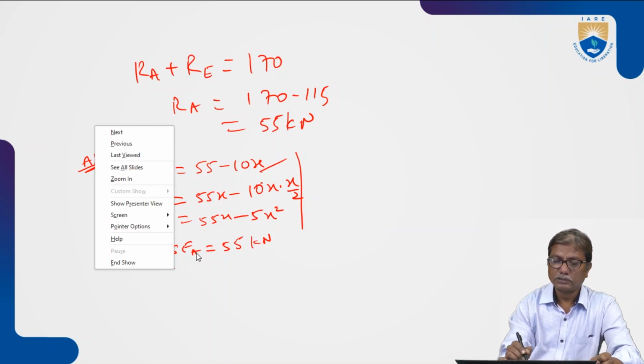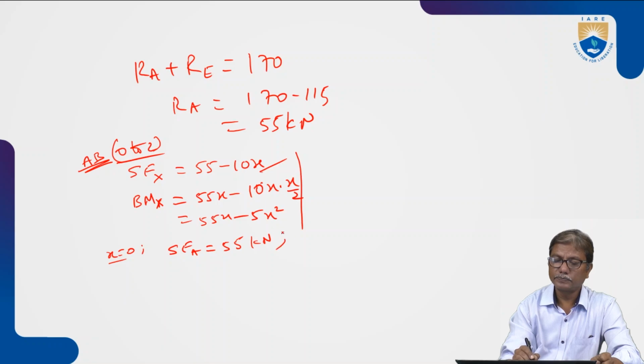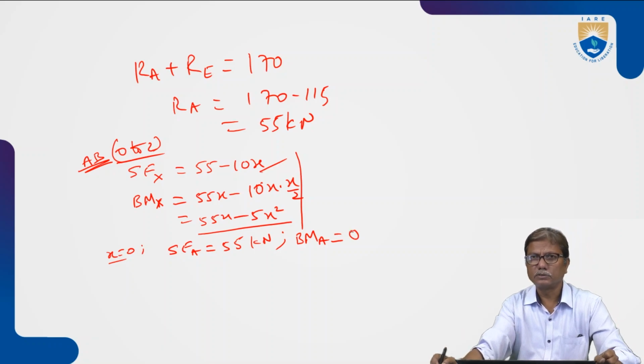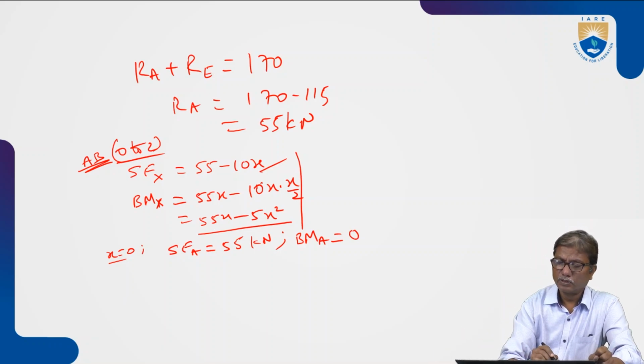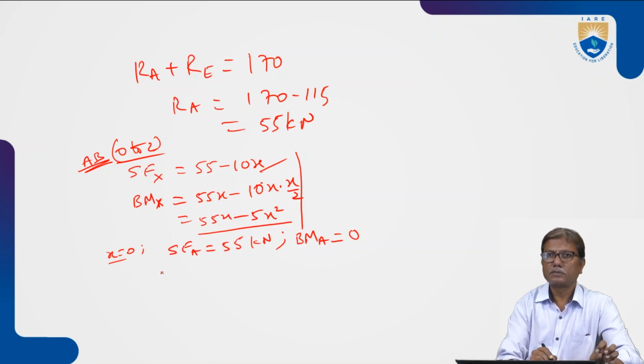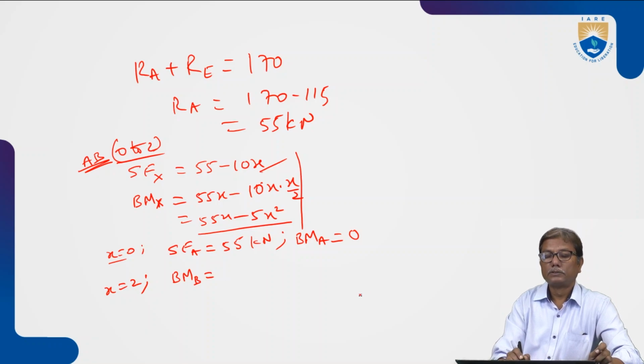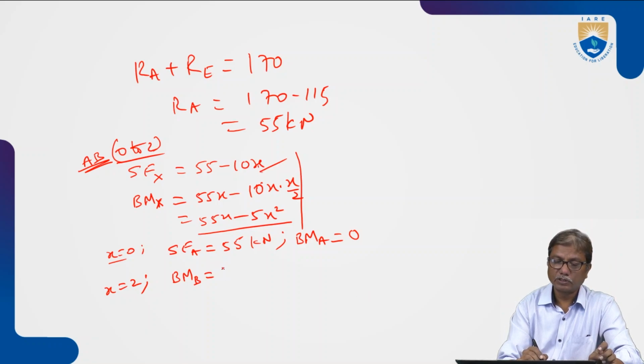And what is the bending moment at A? Substituting x equal to 0, bending moment will be 0. That means the bending moment at a simply supported end will be 0. Similarly, at x equal to 2, that means when the section is at B, substituting 2 here, you will have 55 minus 10 into 2, 20, that is 35 kilonewtons.